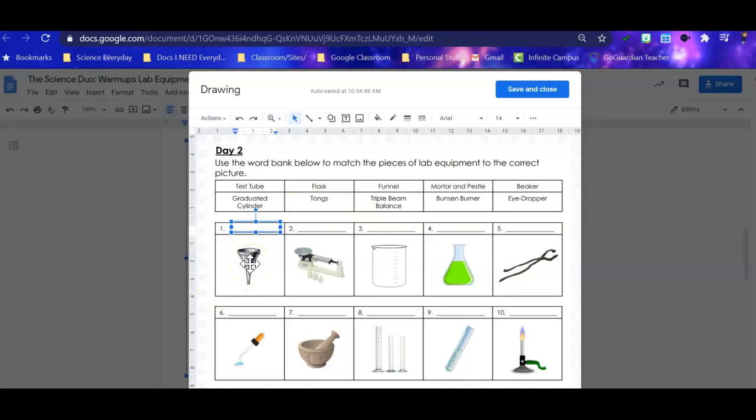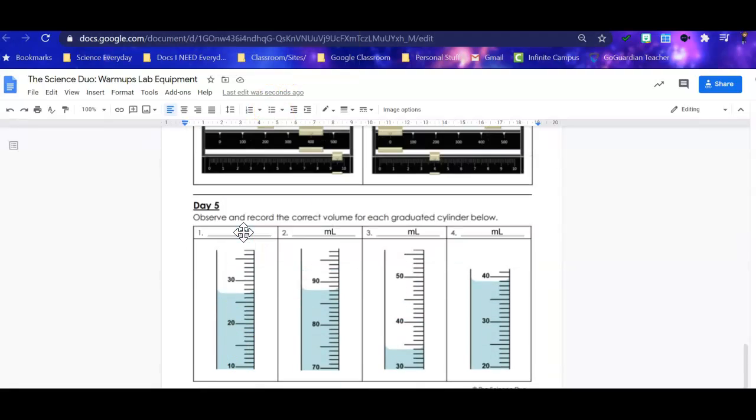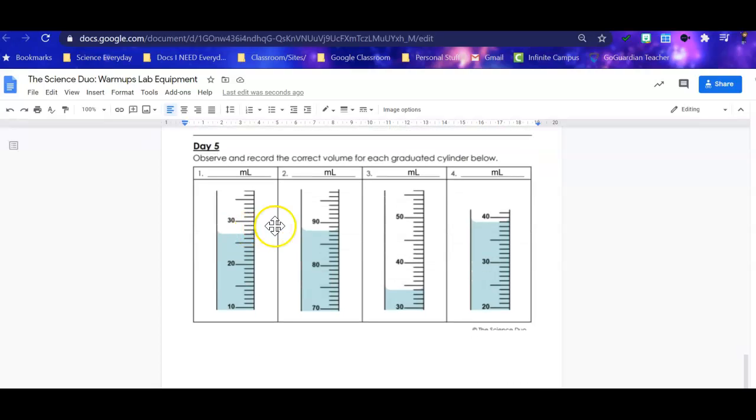So you put all 10 answers in. Let's say I accidentally moved this box well over here. What can I do? Hold Control, hold Z. It will go back there immediately. That's your best friend. Immediately fix your mistake. Save and close when you're done. That's how we do all 5 days of our bell ringer.